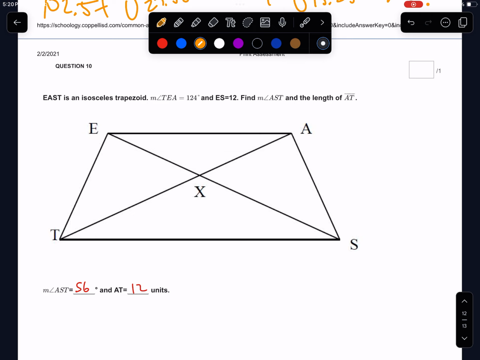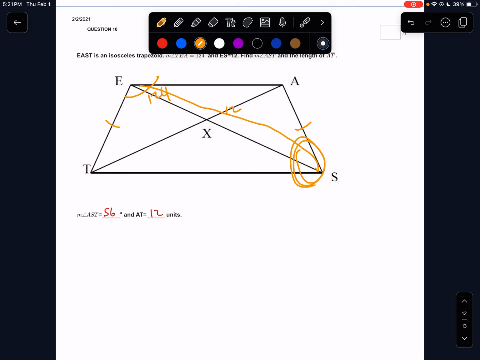EAST is an isosceles trapezoid. The measure of angle TEA, so this entire corner, is 124. And ES equals 12, so this diagonal is 12. Find the measure of angle AST, that's this entire corner.